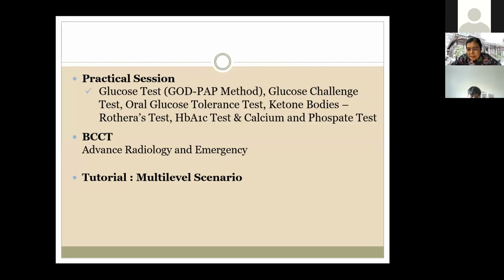Here is the practical session from clinical pathology: glucose test, glucose challenge test, oral glucose tolerance test, ketone bodies, HbA1c test, and calcium phosphate test. PCCT, we continue with advanced radiology and emergency. In the fifth scenario, in the 5 weeks, we have a tutorial with a module-level scenario, and here also the tutor as leader in this scenario.